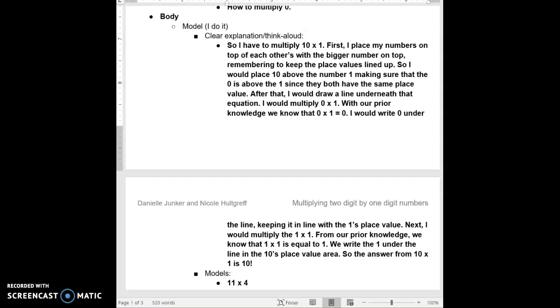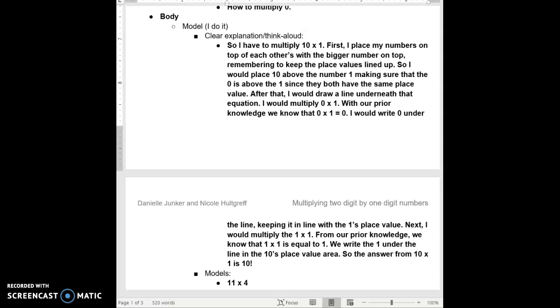So I have to multiply 10 times 1. First, I place my numbers on top of each other with the bigger number on top, remembering to keep the place values lined up. So I would place 10 above the number 1, making sure that the 0 is above the 1 since they both have the same place value.